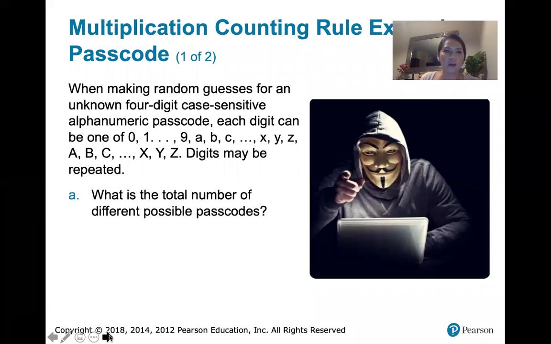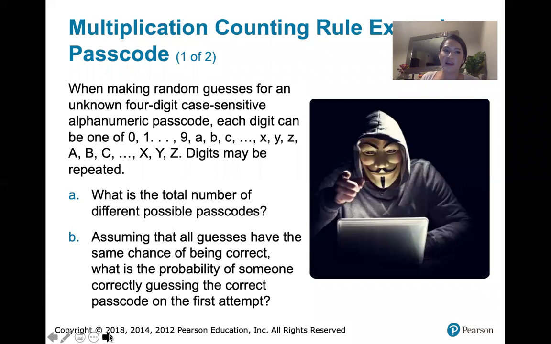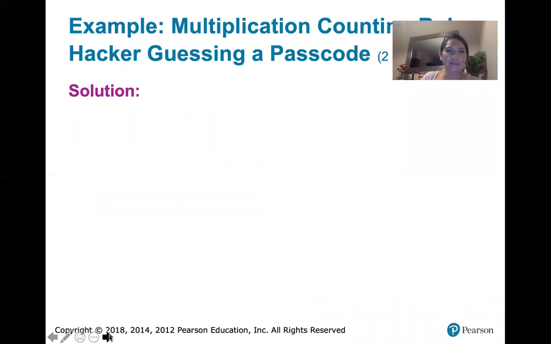Here's the question. What is the total number of different possible passcodes? And then, assuming that all guesses have the same chance of being correct, what is the probability of someone guessing the correct passcode on the first attempt? I guess I said correct way too often there. I'll have to edit that before I post it online. But you get the idea.